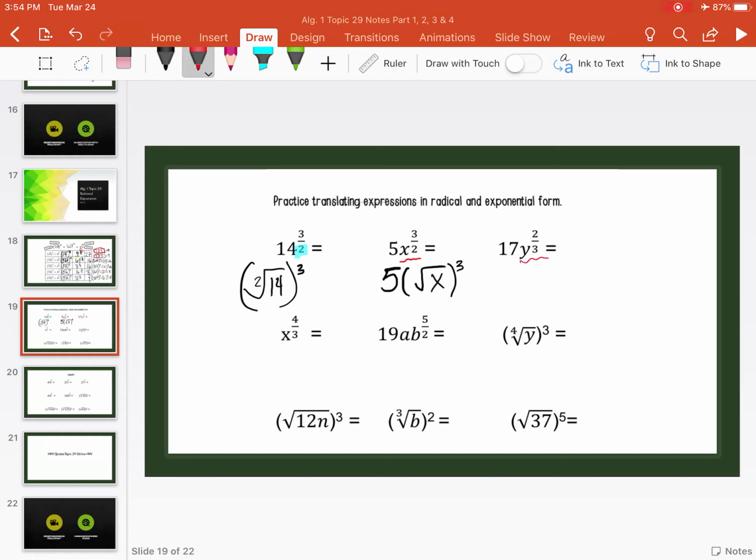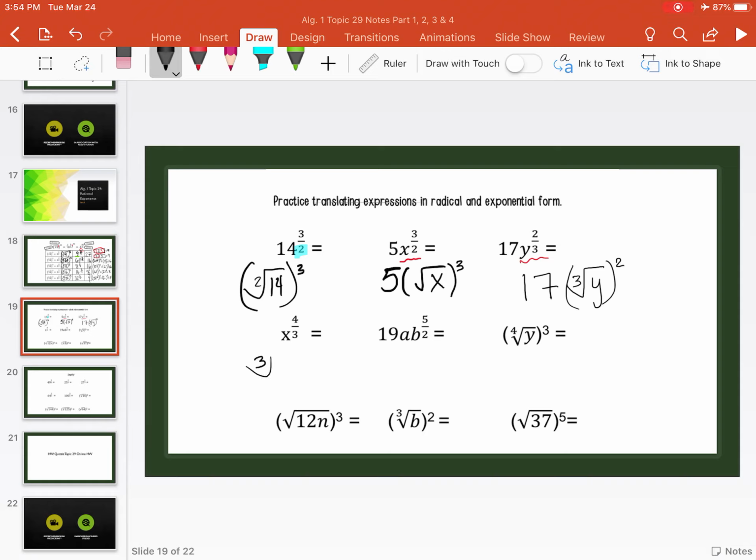Similarly here with 17y to the 2/3, our 17 is going to be outside. Then we're going to have the third root of y squared. Notice how these two variables are completely different, x to the 3 halves and y to the 2/3. Even though they have the same numbers, it's because their fractions are reciprocals of each other that we get 2 different roots.